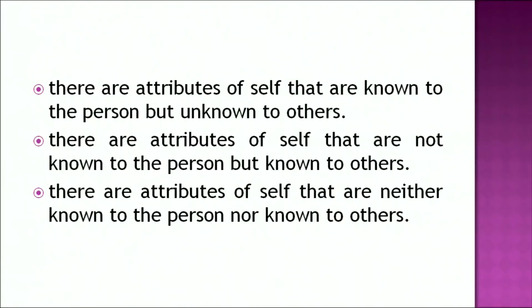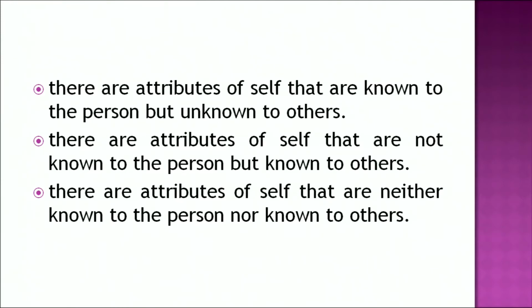First is, there are attitudes of self that are known to the person but unknown to others. That is, you know about yourself but others do not know about you. There are certain other attributes of self that are not known to the person itself but known to the other persons. That is, other persons know some aspects about you more than you know about them. But there are certain other attributes of self that are neither known to the person nor known to the others. You can easily imagine the situation where there is a discrepancy of any kind in terms of the attributes known to the person and known or not known to others.